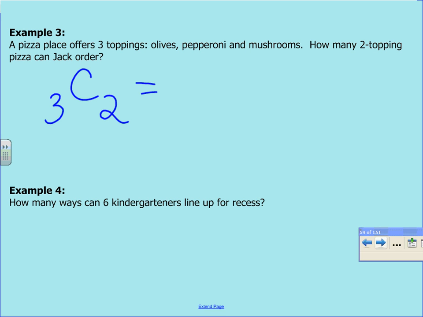Okay, example 4. How many ways can 6 kindergartners line up for recess? P or C? Matt? Good. How do you set this one up? Doug? Good. 6P6, because there are 6 kindergartners, but they're all getting in line. So how many ways are there to arrange all 6 of them, Briar? Good. 720 ways. Order matters, remember, especially if you're in kindergarten.